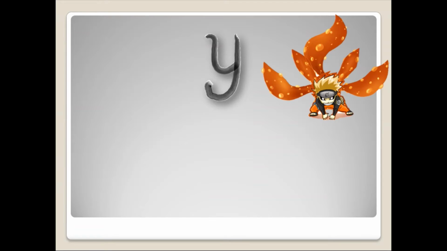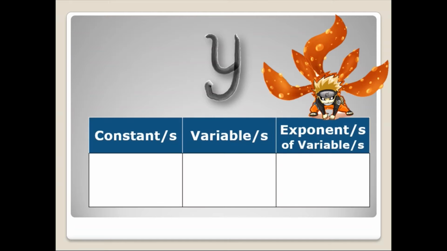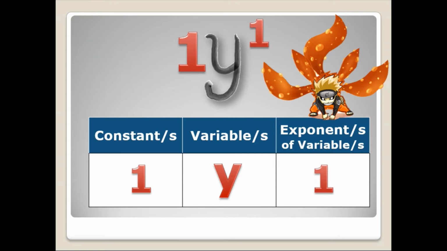Now let's take this expression, y. Obviously, the variable is y. But what is the constant? In algebra, if you don't see a constant beside the variable, it is already understood that the constant is 1. What about the exponent? If you don't see an exponent, it is also understood that the exponent is 1.